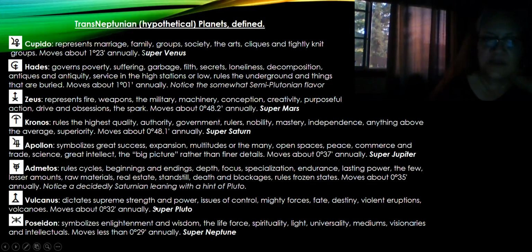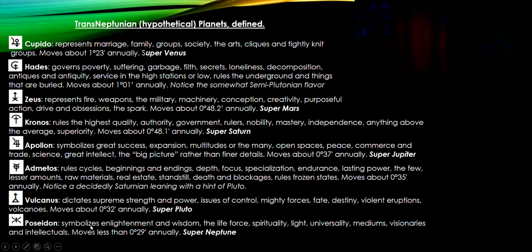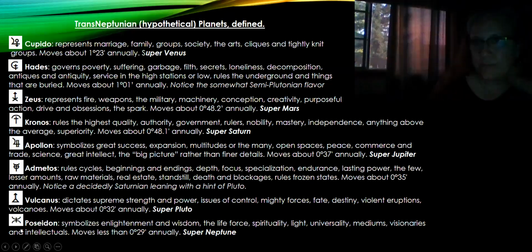Vulcanus dictates supreme strength and power, issues of control, mighty forces, fate, destiny, violent eruptions, volcanoes, right? And it moves 32 minutes a year, and we would call that a super Pluto. If we're thinking about ways that this might manifest, super Pluto is your quick go-to to get you on the right track. And then Poseidon symbolizes enlightenment and wisdom. This is like a super Pisces or a super Neptune. Notice that it's Pisces on its side.